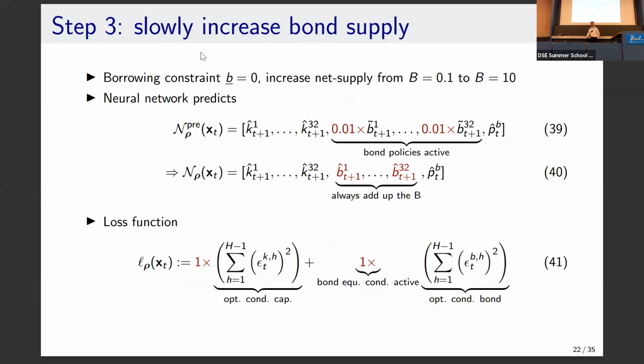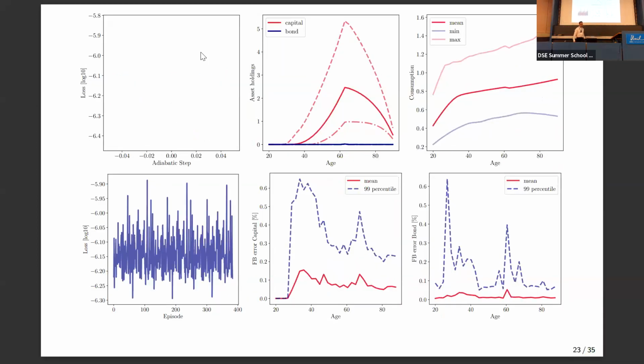And now it turns out that we have a very good starting point to put a little bit of supply. And that's why I have to pre-multiply this with a small number. Because so far, these are just random numbers. So if I would just turn it on again, there might be negative consumption, I get huge errors. That's not what I want. So I have to make sure that I start close enough to the solution. And now I turn on also the bond Euler equation, because now there's a bond.